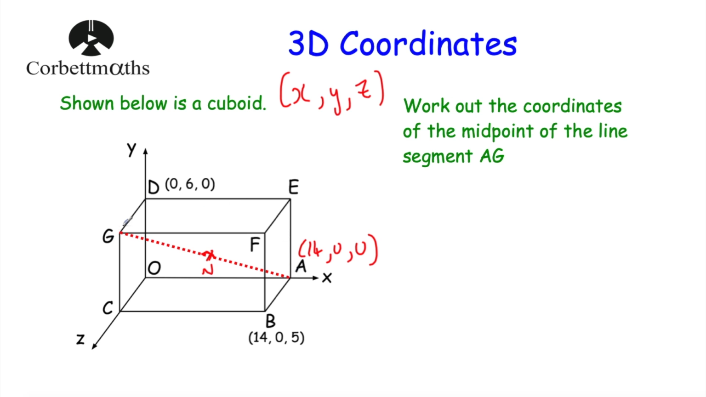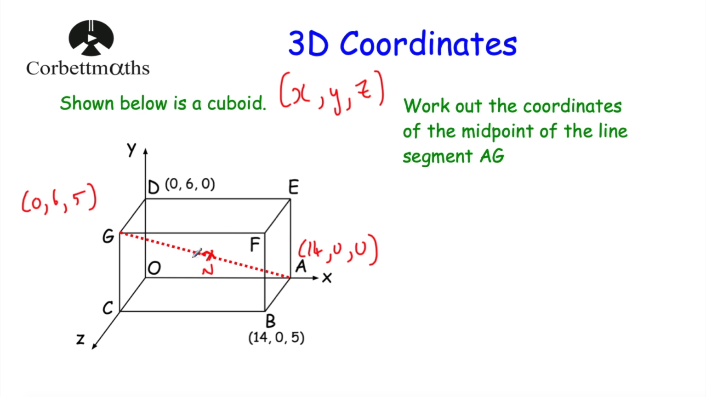In terms of the point G, well, we haven't actually found that one yet, so let's find the coordinates of point G. Well, we're not going out in the x-axis direction, so it's going to be 0 to begin with. And then we are going up 6, so then it'll be 6. And then we're coming forward 5 in the z-axis direction, so that'll be 5. So the coordinates of the point G would be 0, 6, 5.